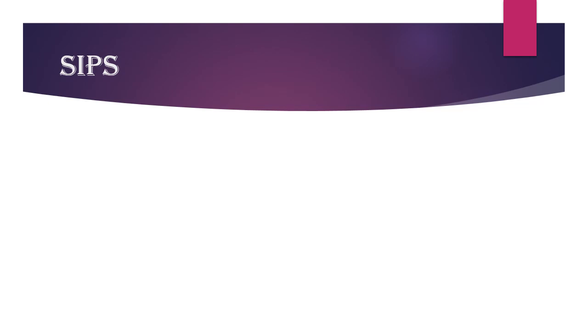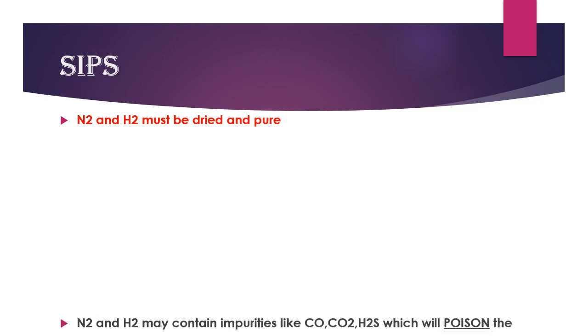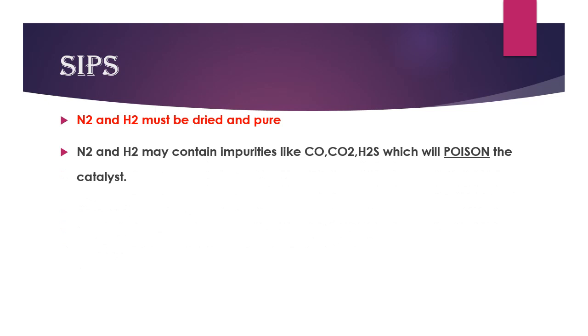Last point, some important points. First one: nitrogen and hydrogen must be dried and pure. What is the reason? This is a very important question. Nitrogen and hydrogen may contain impurities like CO, CO2, H2S. Where do they come from? CO and CO2 may come from the Bosch process, from where you get hydrogen. H2S may be present in the air in trace quantity, so you will get it from the nitrogen. So these impurities will poison the catalyst.